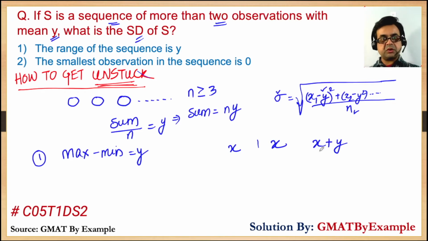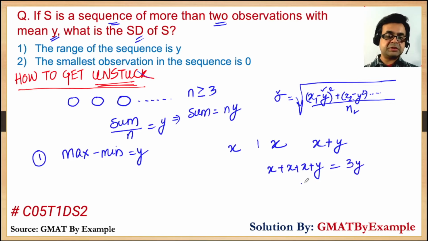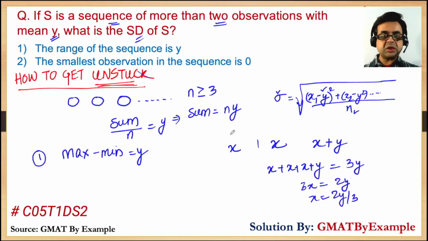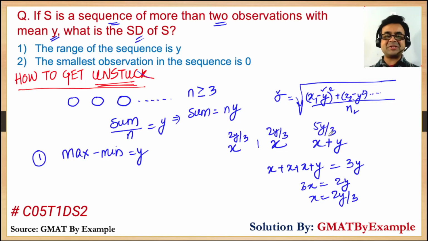What is also given to me is that the sum of them equals n times y, and n is 3 here. So I can equate this. x plus the sum of the series equals 3 times y, which means 3x equals 2y, and x equals 2y by 3. So this sequence becomes 2y by 3, 2y by 3, and 5y by 3. You can double check, and you would find it satisfies the 2 conditions given to us, that the range is y and also the mean is y.